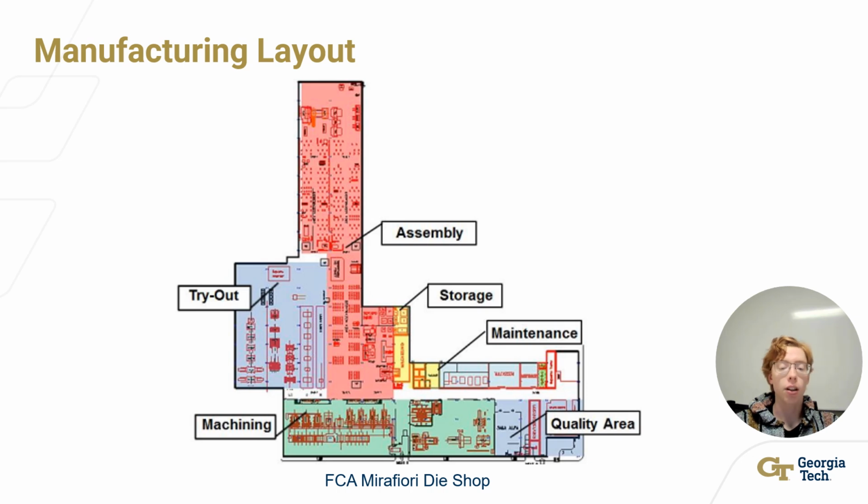This is the manufacturing layout of the Fiat Chrysler automobile's Mirafiori die shop. The dies are machined in the green area and assembled in the red area. The blue tryout area allows the dies to be tested to ensure they produce quality parts. The quality area is used to take the needed measurements to ensure dies meet all specifications.